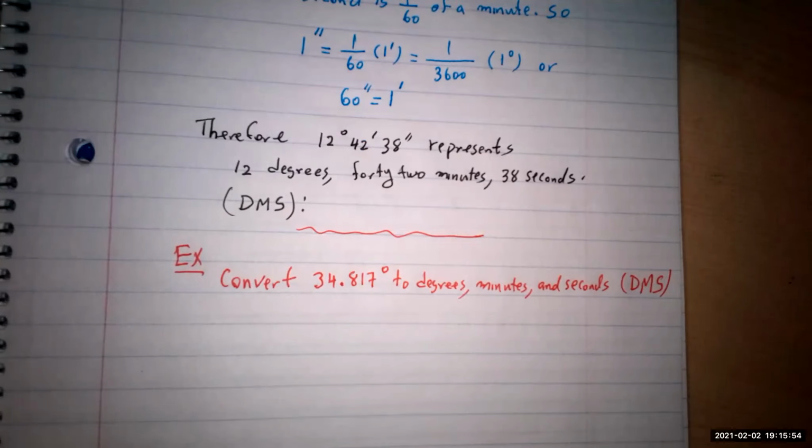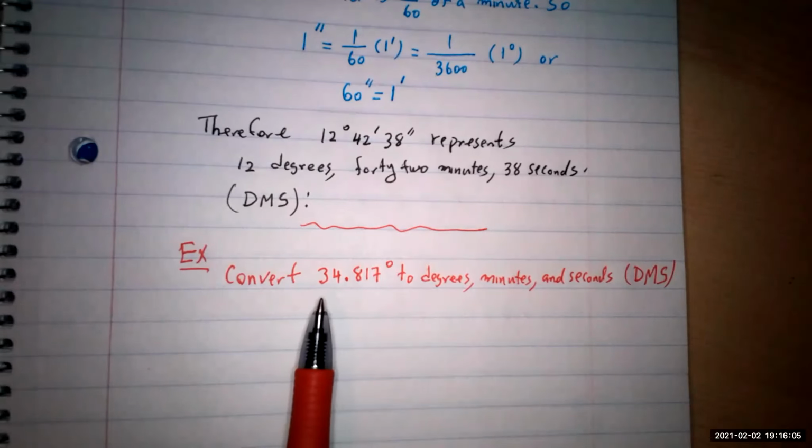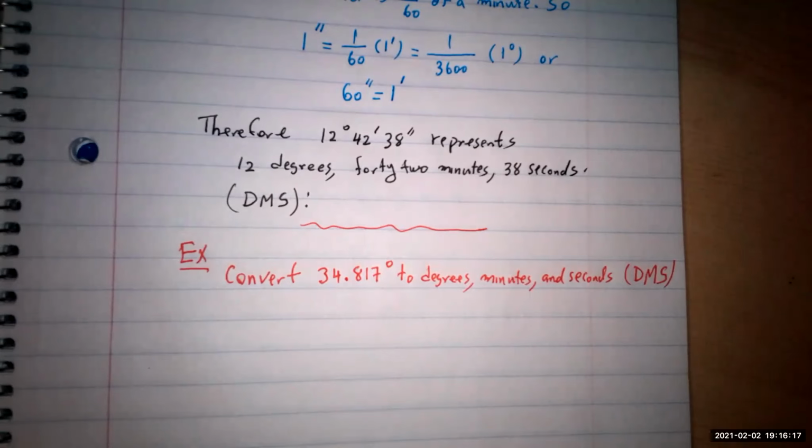Okay, are you ready? What we do is write it in expanded form, like in arithmetic. We break it into two parts: the whole number part, which is 34, plus 0.817, which is the decimal part. Then we change the decimal part. This is the way we are going to do it.